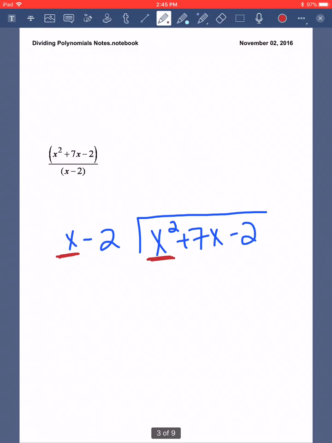So I ask myself, x times what gives me x squared? And that's going to be x. And I always write my variables on top of like variables. So instead of writing the x on top of the x squared, I wrote it on top of the 7x. That's just personally how I stay organized. Okay, so x times x gave me x squared. My next step is I'm going to multiply it back out like I did before. So x times x is x squared, and x times negative 2 is negative 2x.